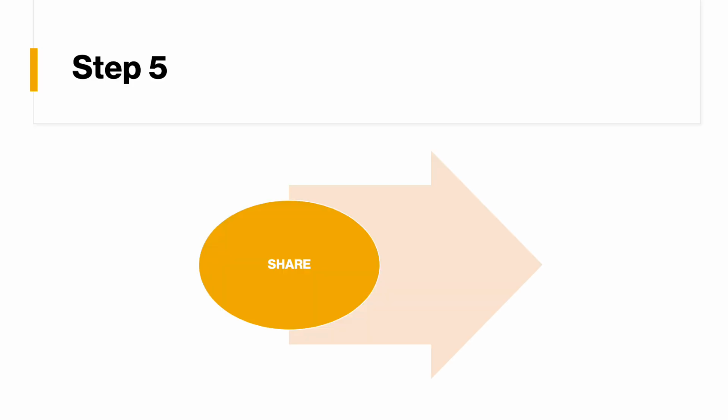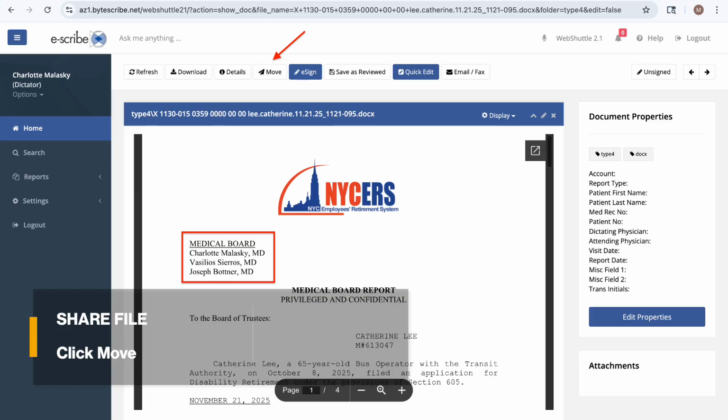Step 5. Sharing files. After you e-sign, you have to move the file to the next doctor who also needs to review and sign it. If you scroll to the top of the file, you can see the names of the doctors who were present at that particular meeting. Click the Move button.